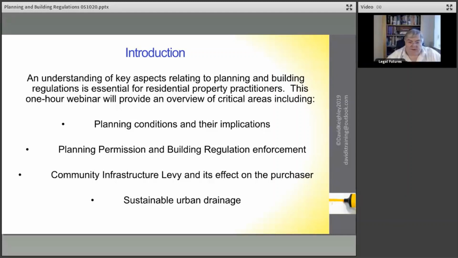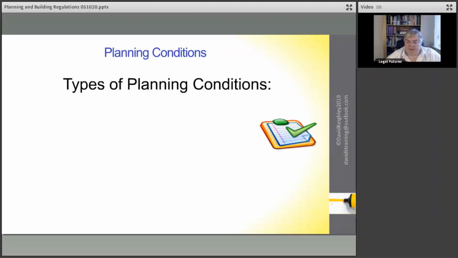So this is obviously, in the time allowed, we're not going to be able to go into a great deal of detail about all of these aspects. It's going to be an overview, as it were, of the critical areas, just to point you in the right direction of a number of issues.